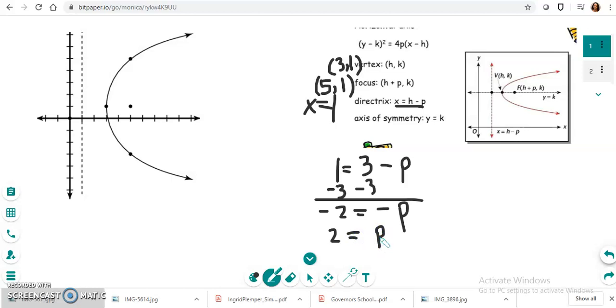Now I have every part of my equation up here, so I can plug everything in. I have y minus my k, which is 1, squared, equals 4p. 4 times 2 is 8, so that's 4p. Then x minus my h, which is 3.